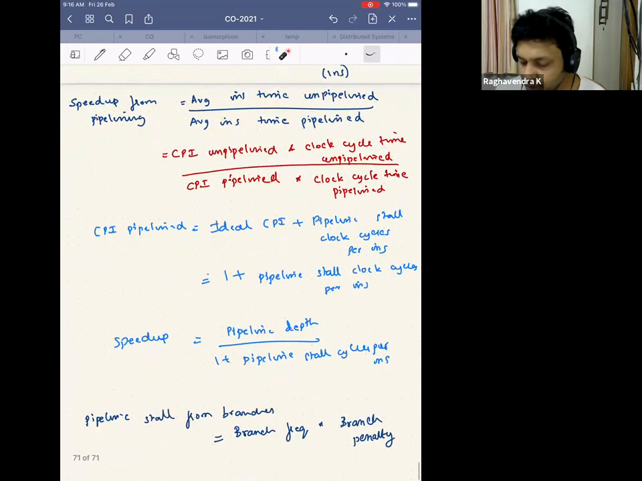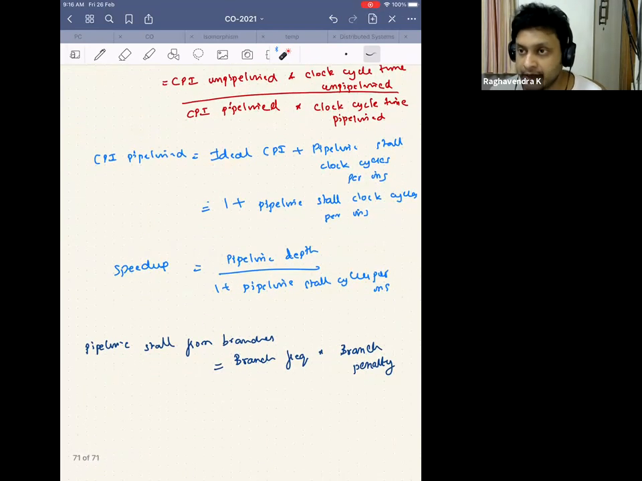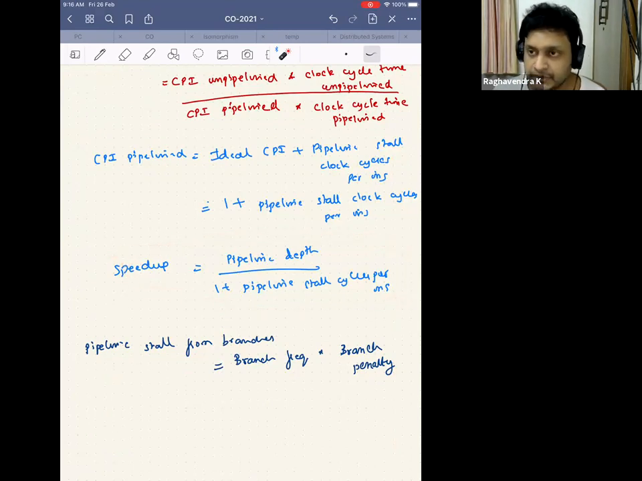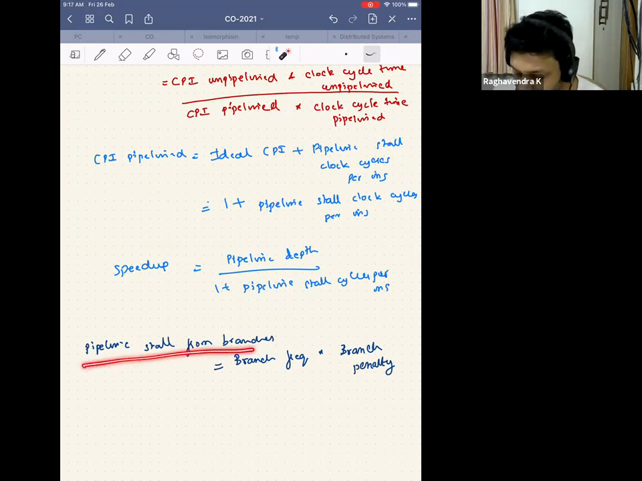So I am more worried about what happens if there are branches. We were studying about the branches, and what is the issue with stalls. We can clearly figure out that if the stalls are there even 50% of the time, then my performance reduces drastically, which means that I should not have stalls. The pipeline stall cycles from branches is nothing but branch frequency into branch penalty.